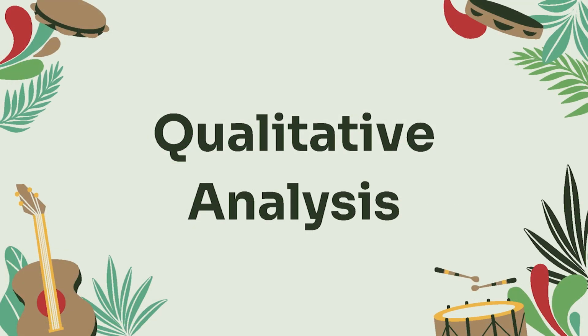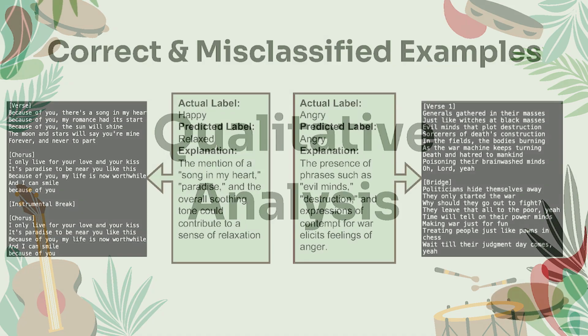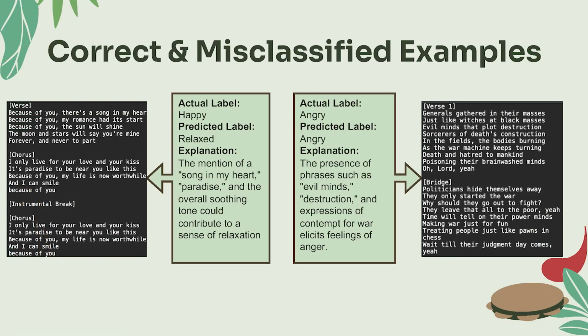Moving on, we also worked on some qualitative analysis. So here you see two examples. The one on the right is a lyric which has been misclassified. Its true label is happy, but it's been predicted as relaxed. On analysis, we see that phrases such as song in my heart, paradise, and the overall soothing tone of the lyrics seem to have contributed to the sense of relaxation.